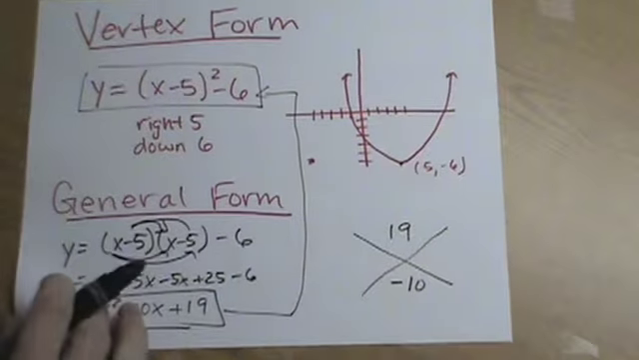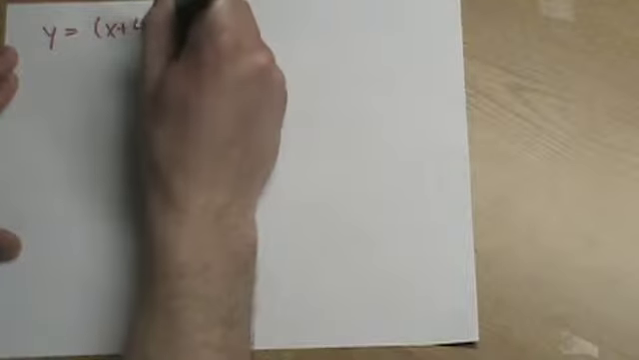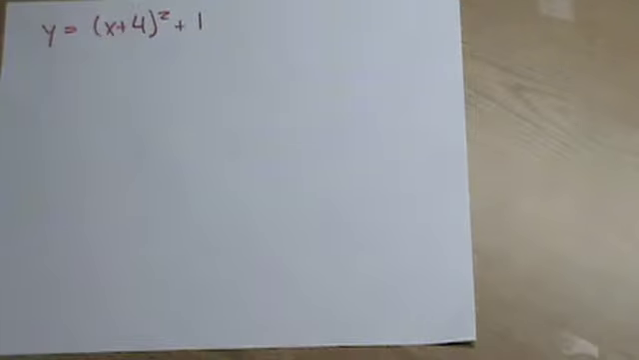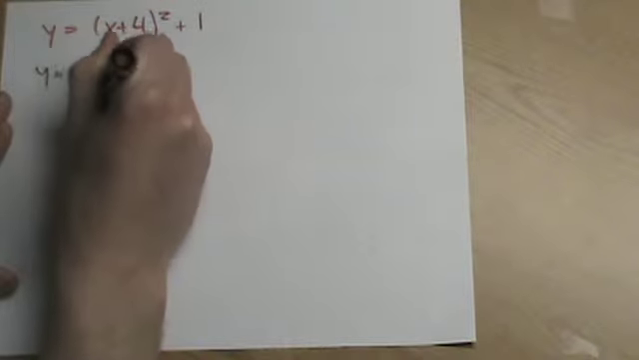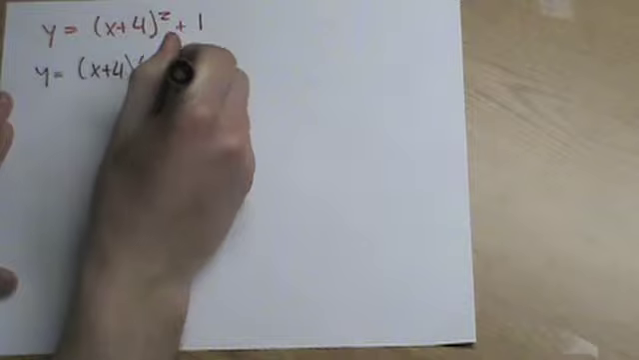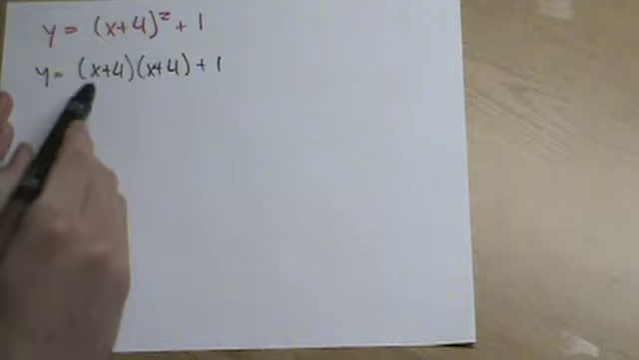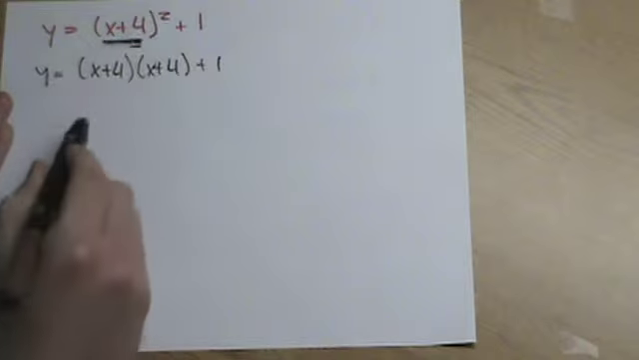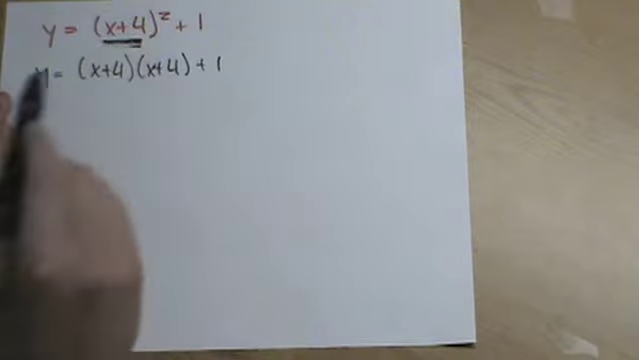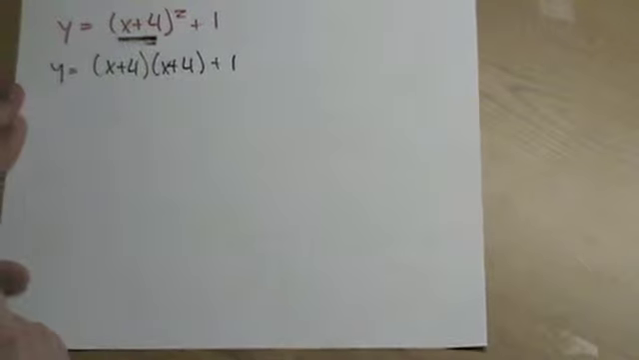So now let's do a few more examples with vertex to general form. Let us write y equals (x plus 4) squared plus 1. So let's do our foiling method. x plus 4, x plus 4. Then we add the 1. I have two x plus 4s because of this square right here, so I have 1, 2, multiplied together. Okay.